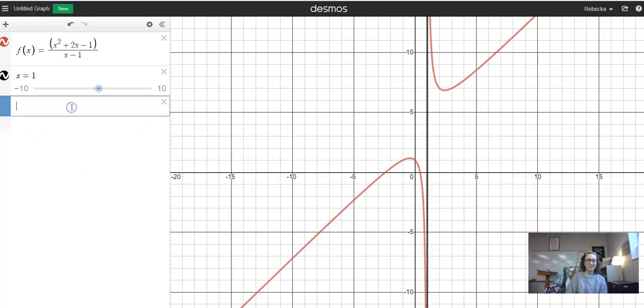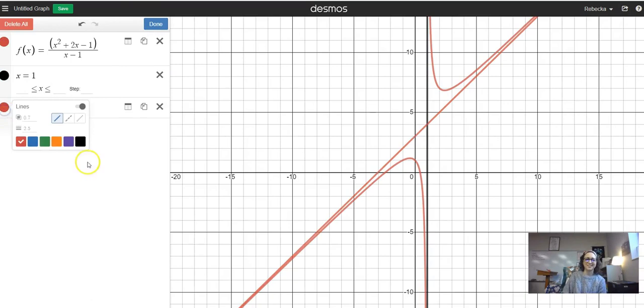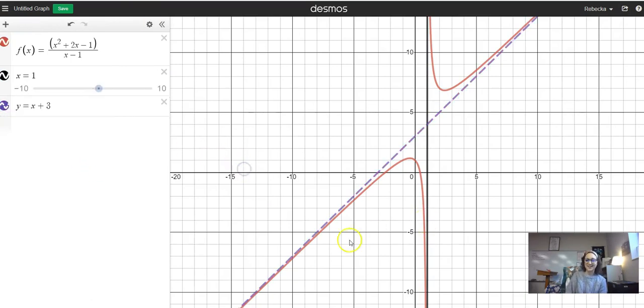All right, so here's that graph we were looking at earlier. We got y equals x plus 3, and look at that beautiful slant asymptote, right? So there I can see that that is exactly what we are approaching as x approaches positive infinity, so to the far right, and negative infinity to the far left.